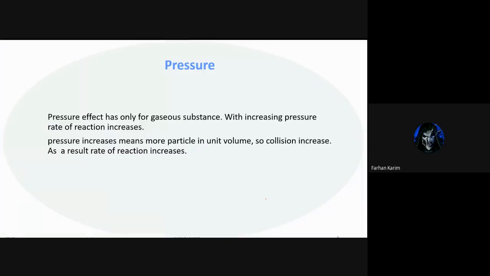The next one is pressure. Pressure affects only gaseous substances, right? With increasing pressure, rate increases. Increasing pressure means more particles in unit volume, so more collisions, more effective collisions. So the rate will increase. This is quite easy, but you have to remember for liquids and solids, if you apply pressure, they are almost incompressible. So there is no pressure effect for liquids or solid particles. It has the greatest effect only for gases.